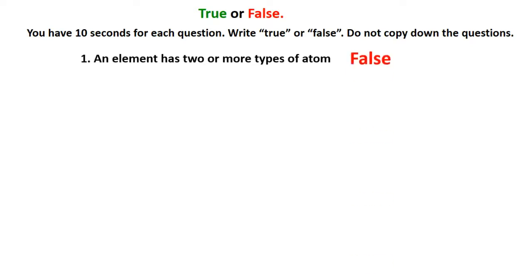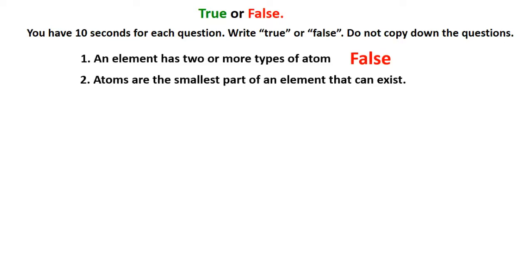Thank you. The answer is false. An element is made up of only one type of atom, not 2 or more. Let's look at the second question. Atoms are the smallest part of an element that can exist. Yes, that is true. Let's look at the third question. A mixture can be easily separated. True or false? True. We can separate mixtures.